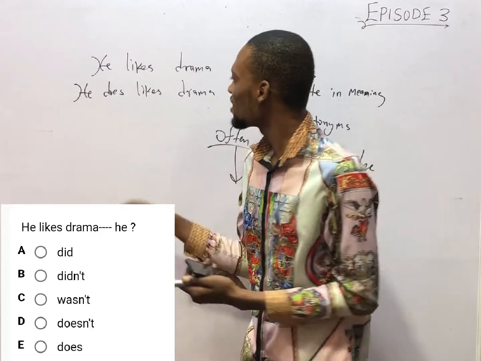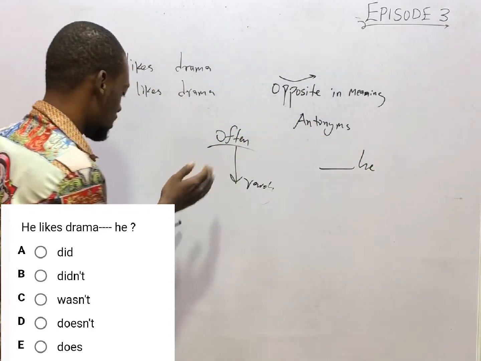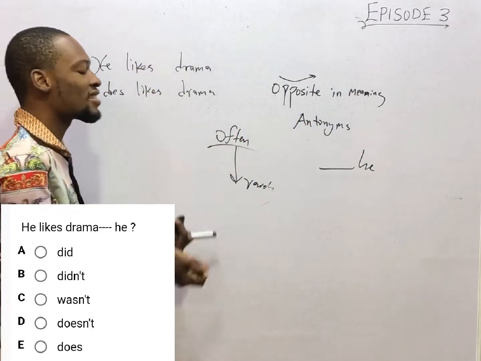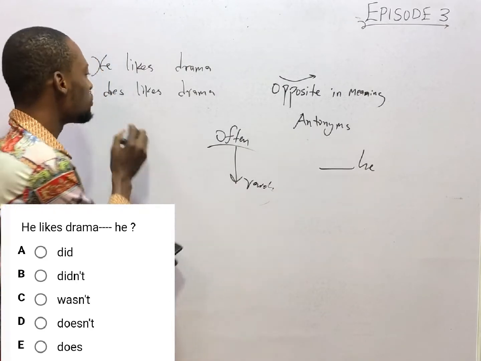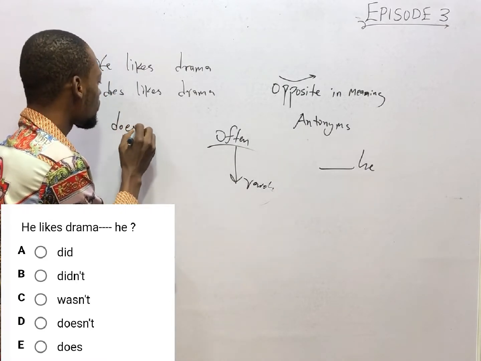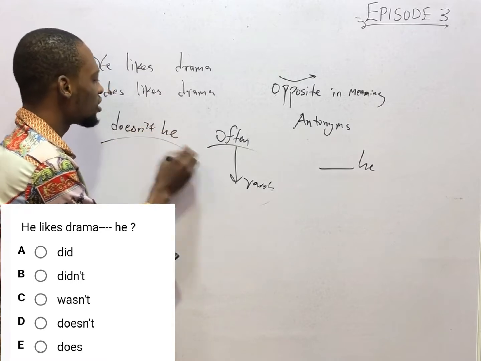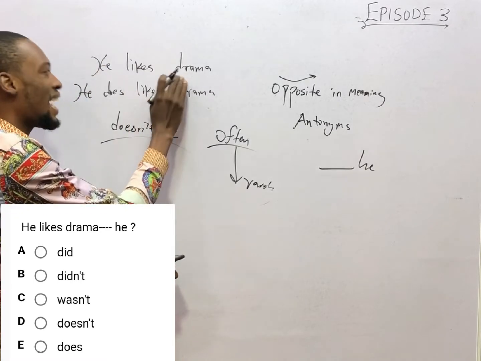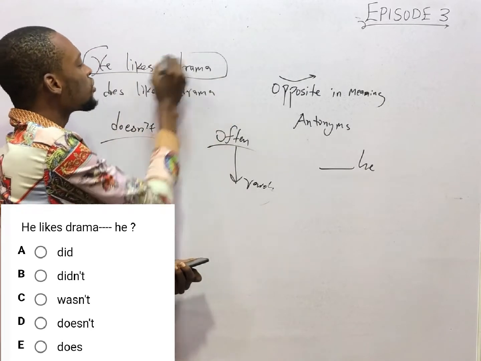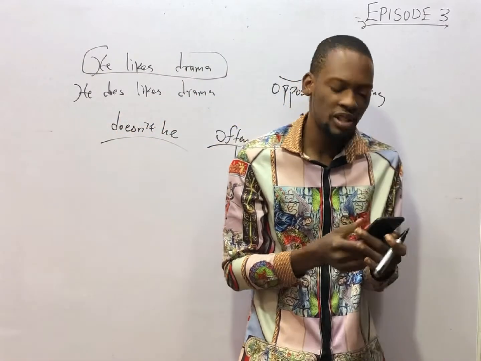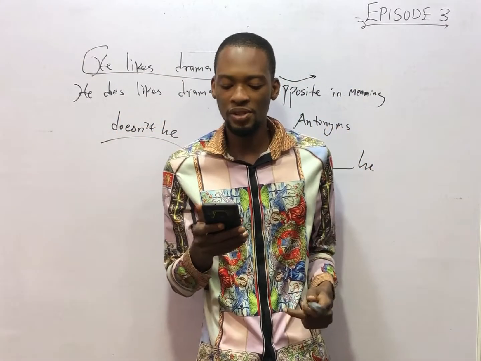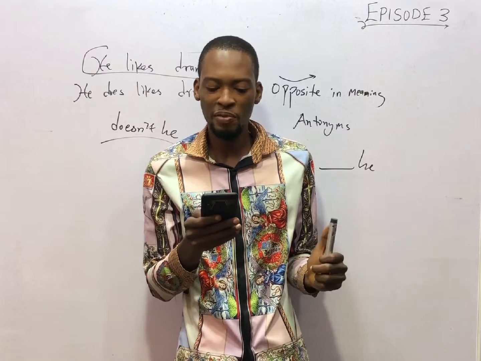So in this case, it says he likes drama, right? Or he does like drama. If you want to give the question tag, it should be negative, which means doesn't he? So positive does, or he likes drama, is a positive statement, so the question tag should be negative. Doesn't he like drama, or does he not like drama? So option D is the correct option.